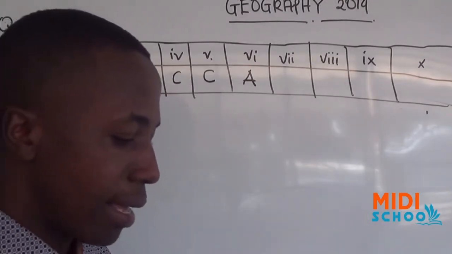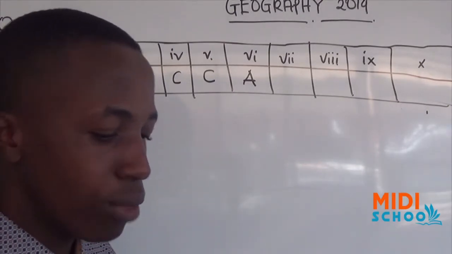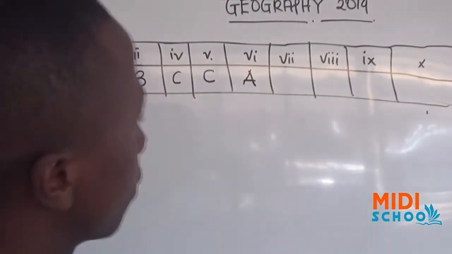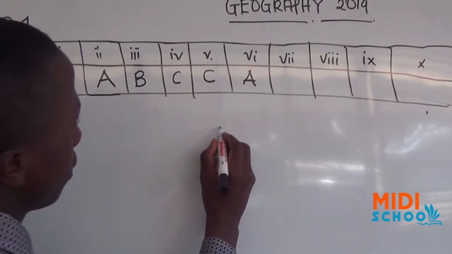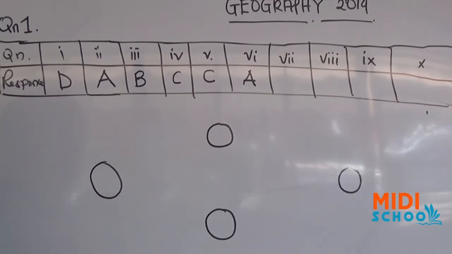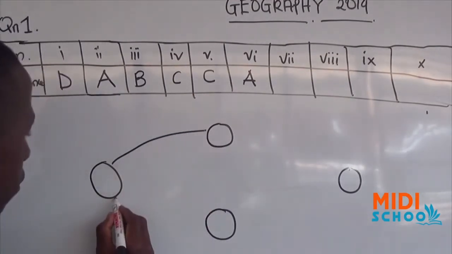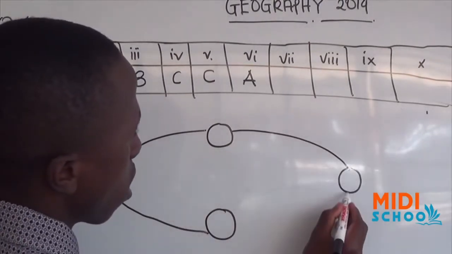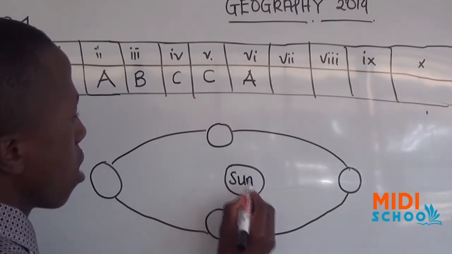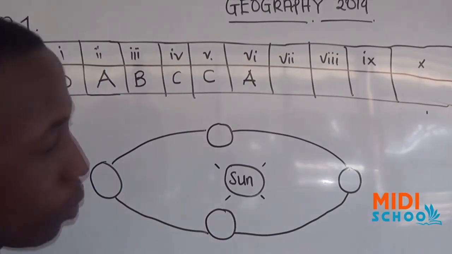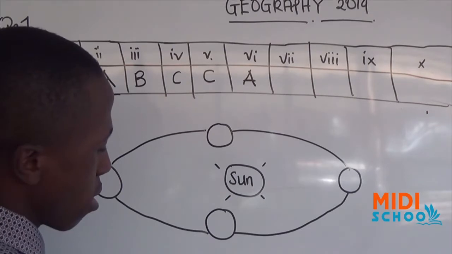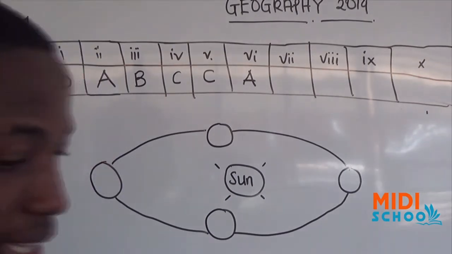Number seven asks: when does summer solstice in the southern hemisphere occur? It goes like this. As we have said before, from revolution, the earth revolves around the sun.